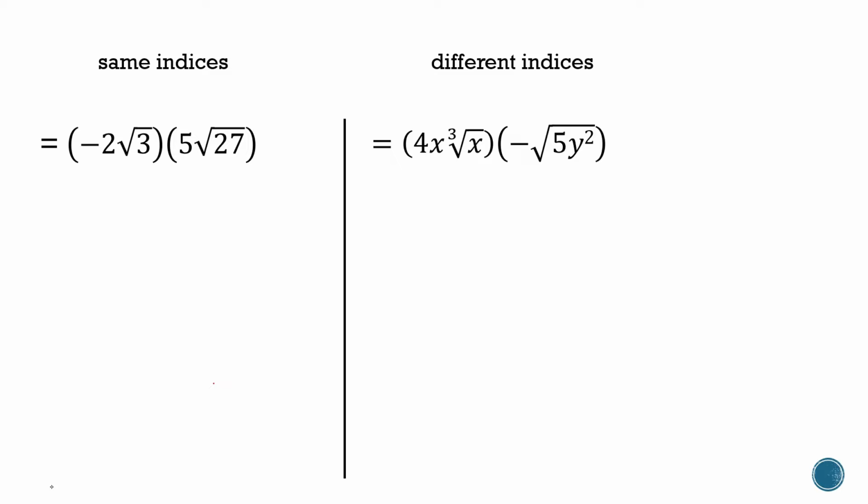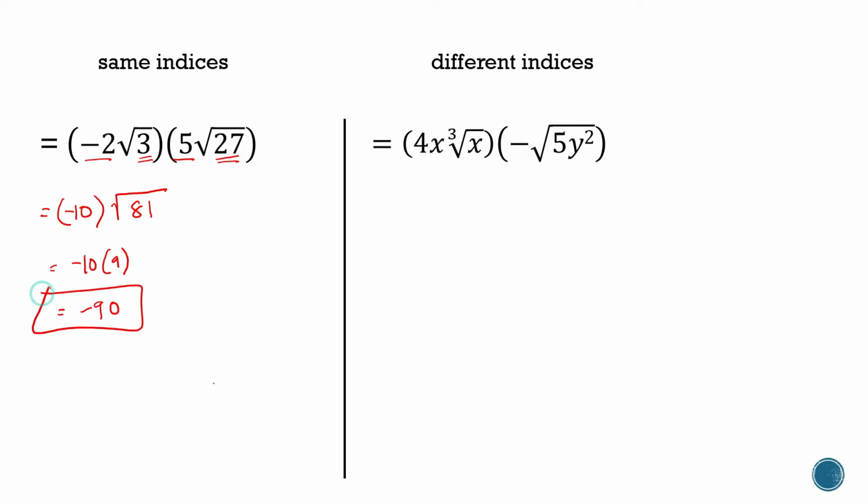Like for example, in this case, all we need to do is multiply the coefficients, that's negative 2 and 5, which is equal to negative 10, and then multiply the radicands. They are positive 3 and positive 27, so that will be equal to 81. Whatever the result is, we need to make sure it's in simplified form. We know that 81 is a perfect square number, and the square root of 81 is 9. So this is equal to negative 10 times 9, and our answer here will be negative 90.